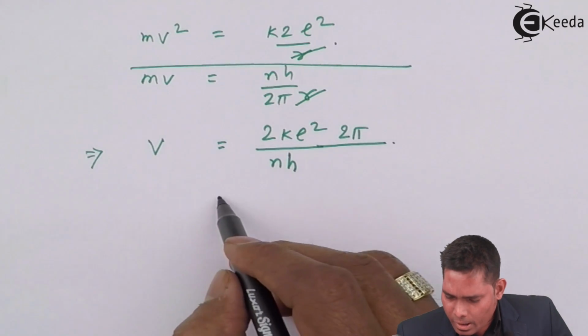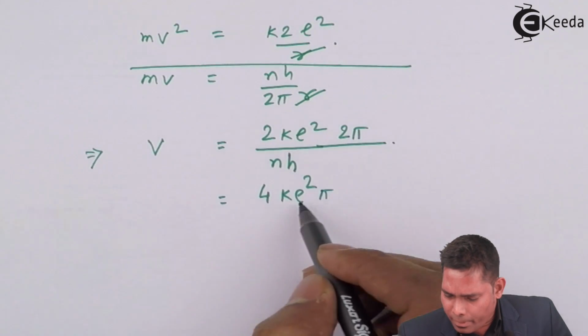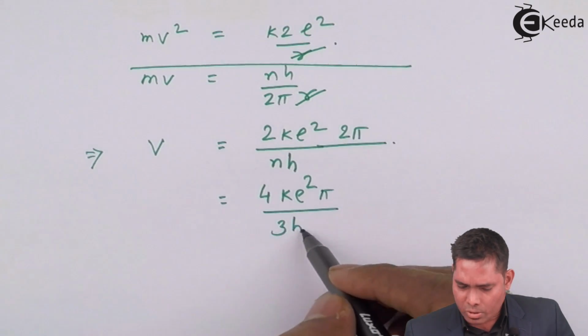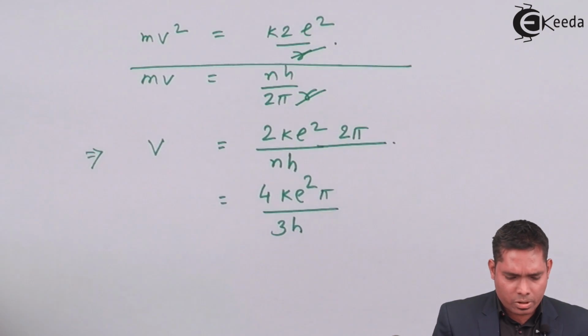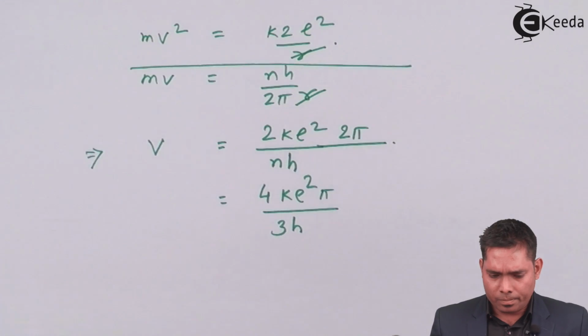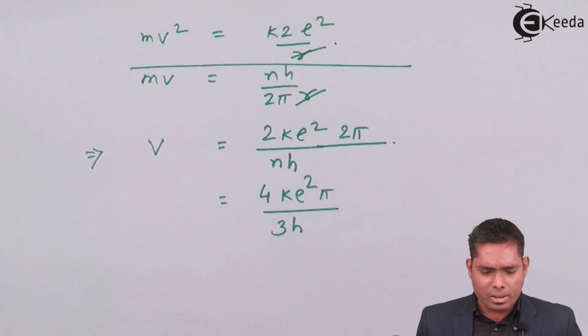So it is 4 pi k e square divided by nh, n is 3, so 3h. Okay, so this is the value, and we have to just solve it to get the answer.